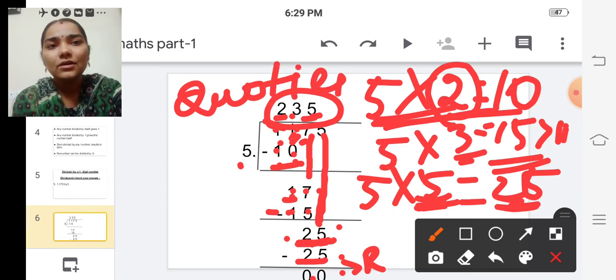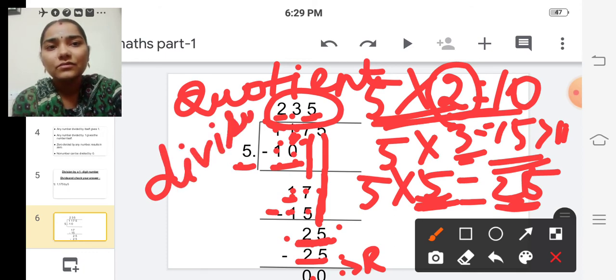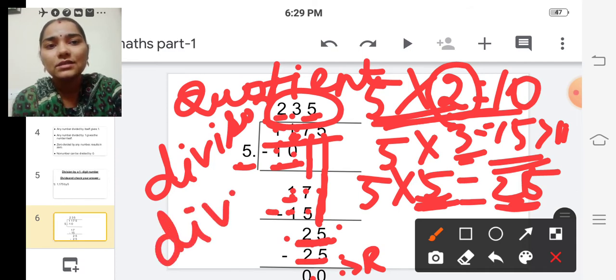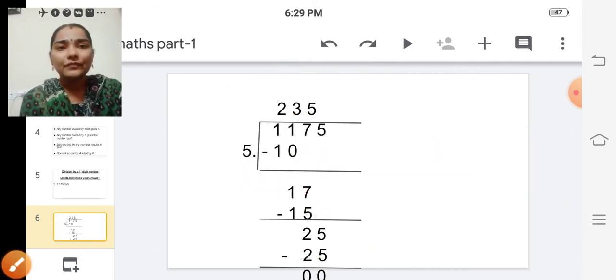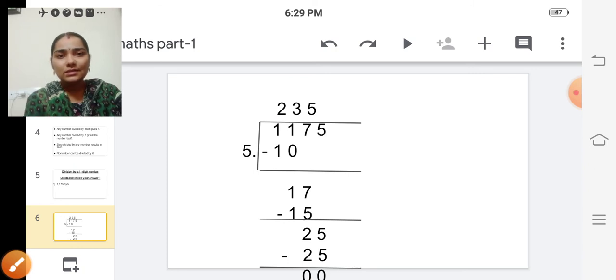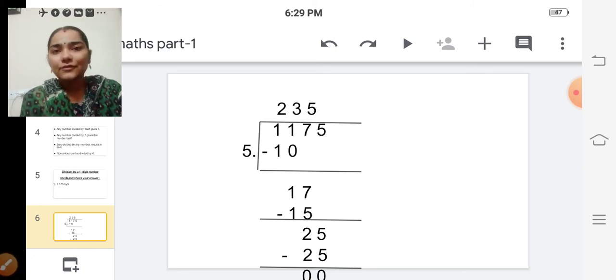This 5 is the divisor. And this 1175 is the dividend. So is it clear, children? Yes. So first we have to consider the first 2 digits and check whether it is greater than the divisor.